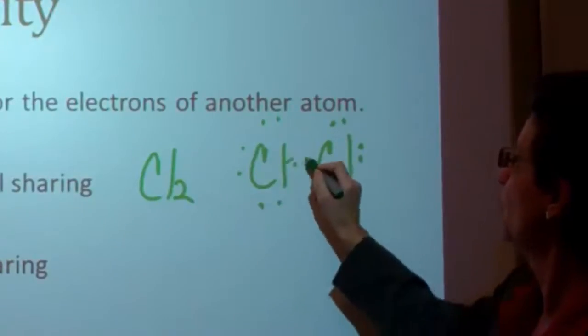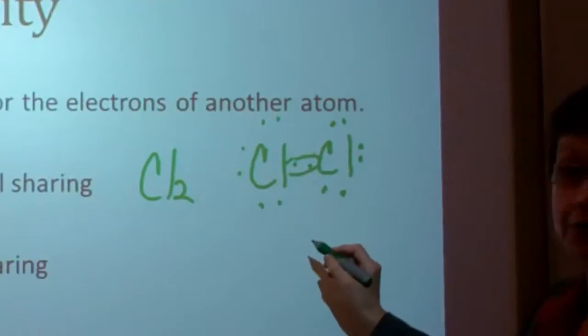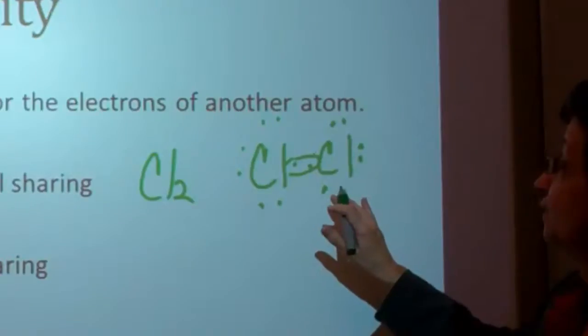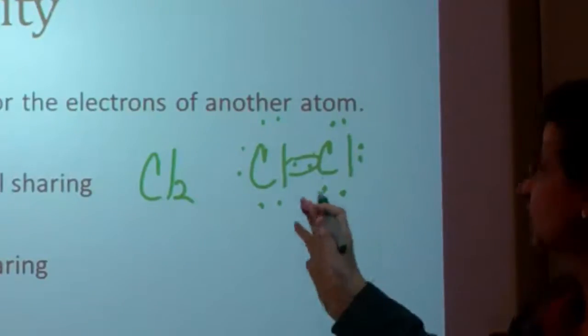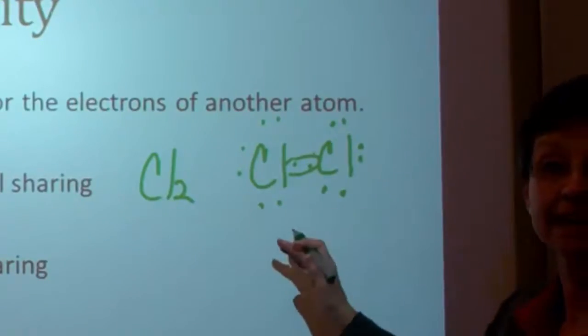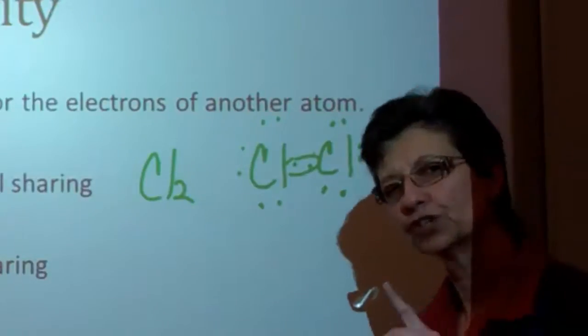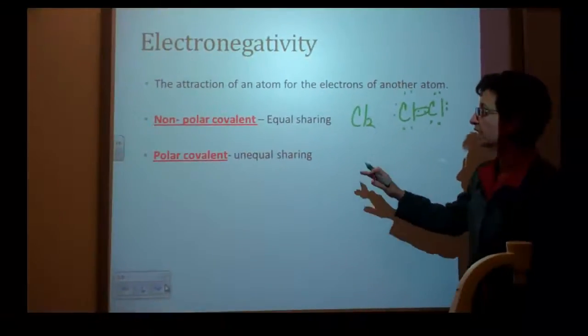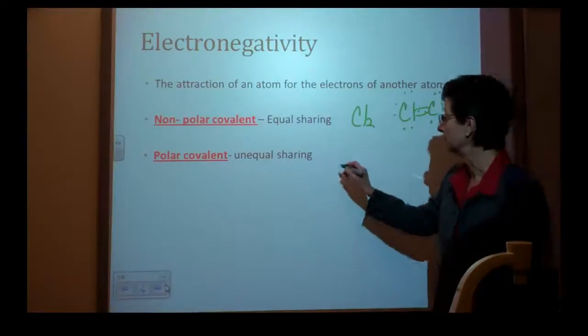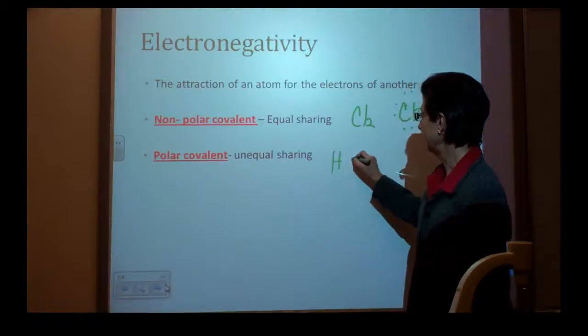They're going to be sharing one bond. However, this bond has to be an equal sharing because they're the same. They have the same, what we call electronegativity, which I'm going to get to in a minute. Then we have a polar covalent bond where, for example, HCl.